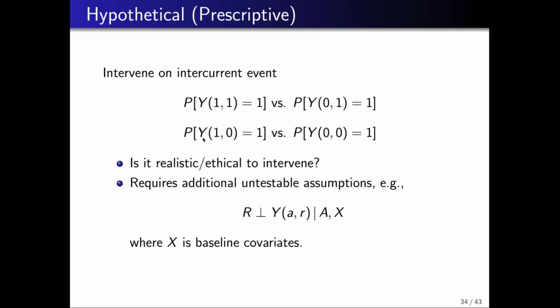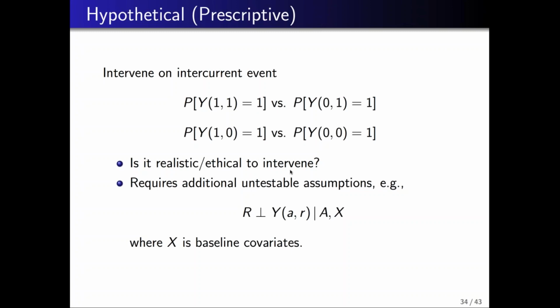Or I can say, what's the chance of dying had everyone received treatment and was forced not to take rescue meds, versus what's the probability of dying had you not taken treatment and were forced not to take rescue meds? Again, the rescue medication is kept the same, and the only difference is treatment assignment. So the question is, is it reasonable or ethical to intervene in this way by forcing people to take rescue meds or not take rescue medications?